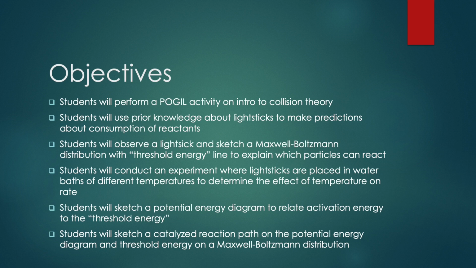The objectives of this lesson: students will perform a POGIL activity on introduction to collision theory. Students will use prior knowledge about light sticks to make predictions about consumption of reactants. Students will observe a light stick and sketch a Maxwell-Boltzmann distribution with threshold energy line to explain which particles can react. Students will conduct an experiment where light sticks are placed in water baths at different temperatures to determine the effect of temperature on rate.